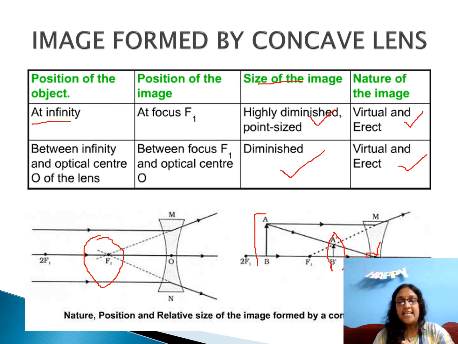The second case is where you choose the position of the object somewhere between the optical center of the lens and infinity. When you choose the position somewhere between the optical center and infinity, you'll get the position of the image in between your focus F1 and the optical center.